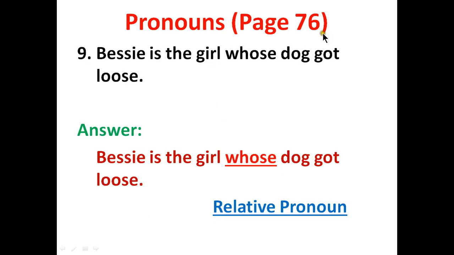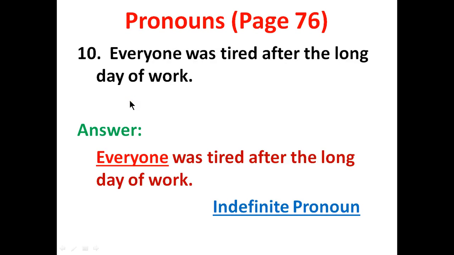For page number 76, we have got question number 9. Bessie is the girl whose dog got loose. The word whose will be called a relative pronoun. Number 10. Everyone was tired after the long day of work. Everyone is an indefinite pronoun. You will underline everyone and write indefinite pronoun on the line.